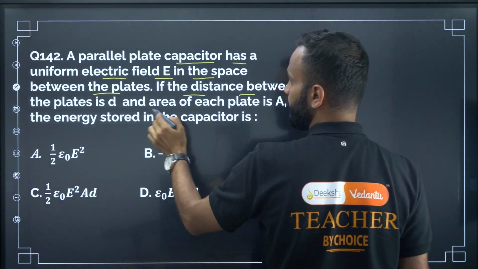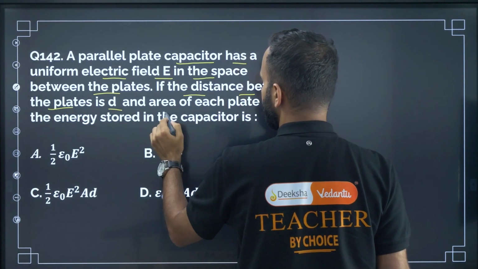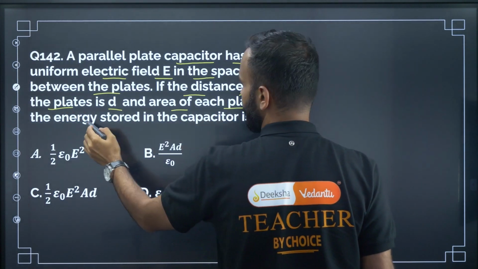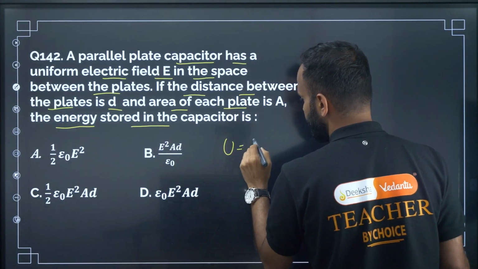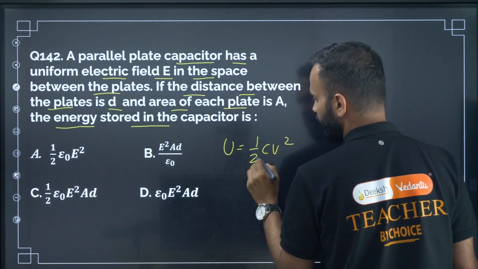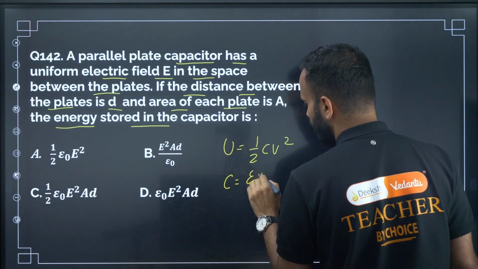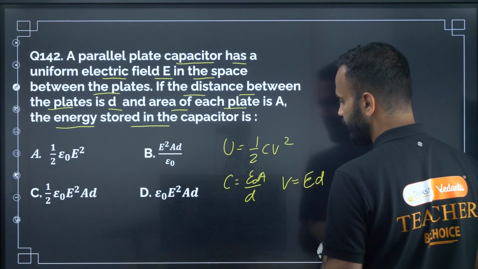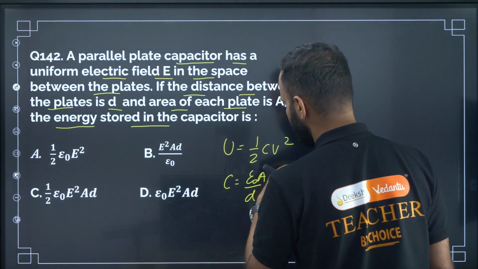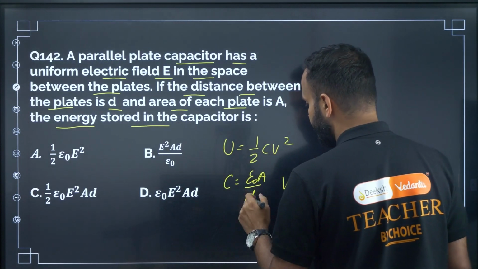If the distance between the plates is D and the area of each plate is A, the energy stored in the capacitor is... Energy stored in the capacitor is half C V square. We know that C equals epsilon naught A by D, and V equals E into D. E is the electric field, D is the separation between the plates, and A is the area of the parallel plate.